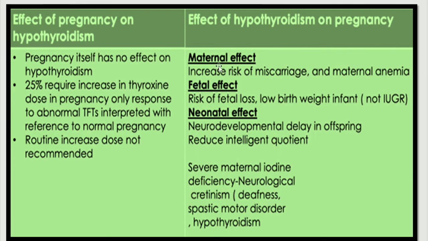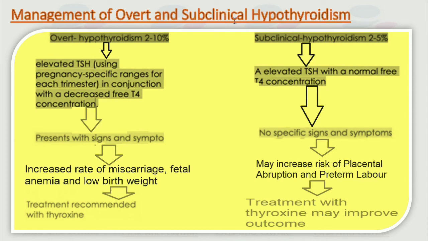Now, effect of hypothyroidism in pregnancy. Maternal effects include increased risk of miscarriage and maternal anemia. Fetal effects include the risk of fetal loss, low birth weight in infant, not IUGR. Neonatal effects include neurodevelopmental delay in offspring, reduced intelligence quotient, and in severe maternal iodine deficiency, neurological cretinism, deafness, spasmodic motor disorder, hypothyroidism.